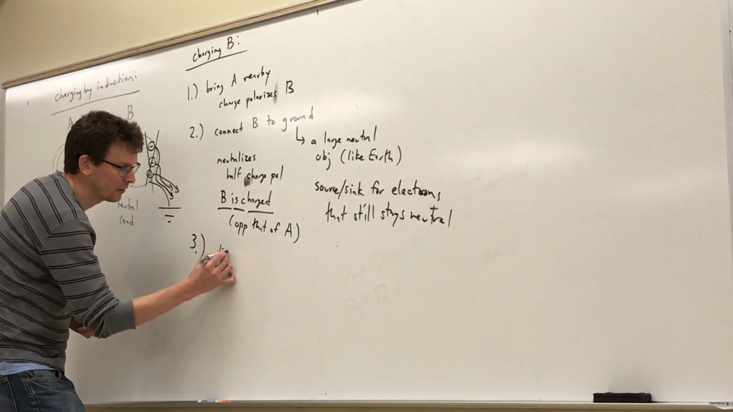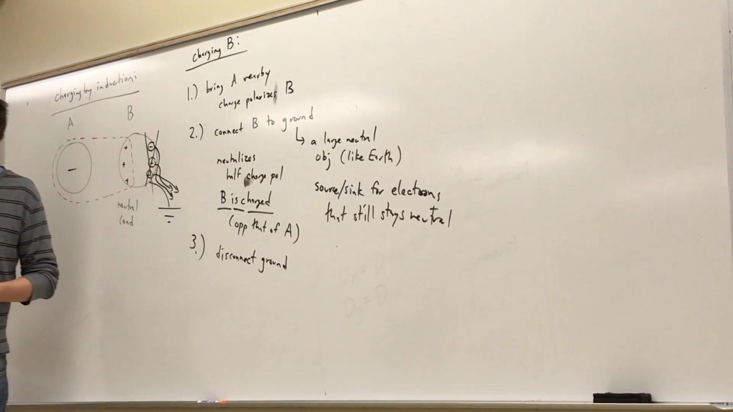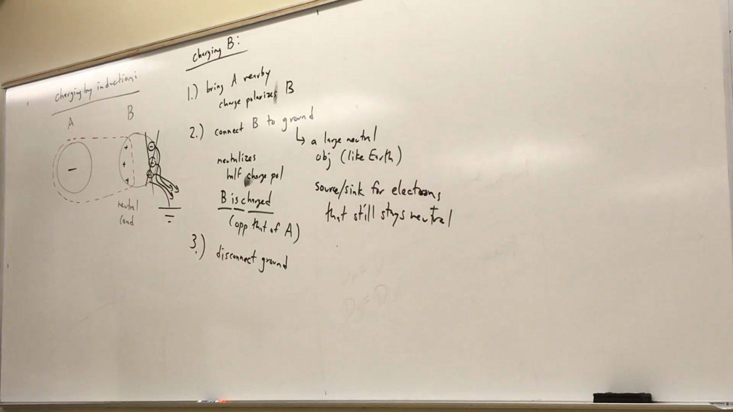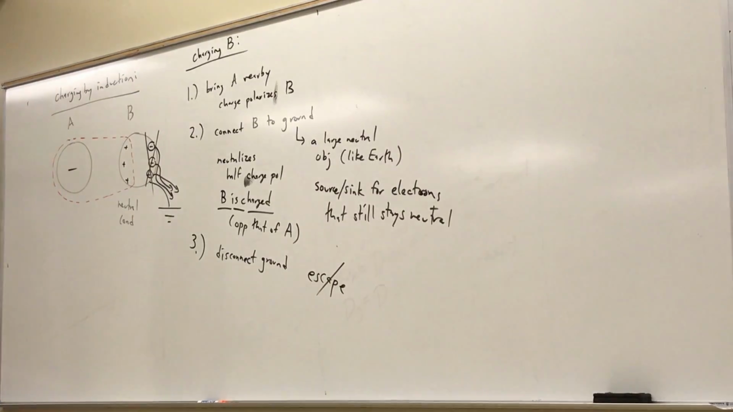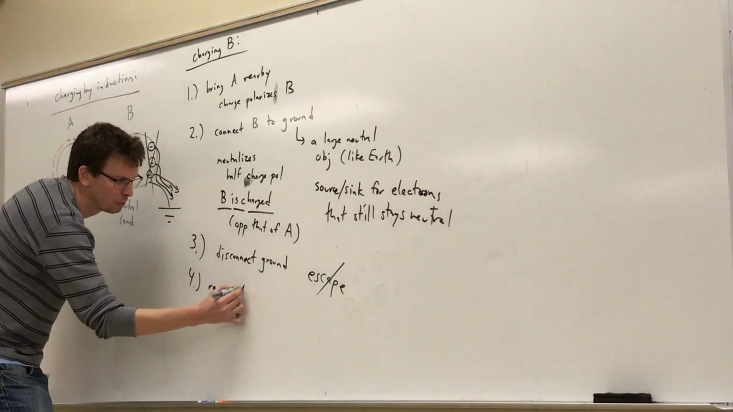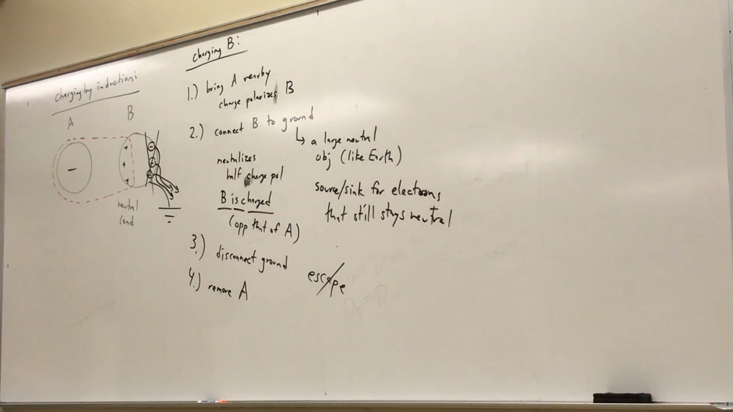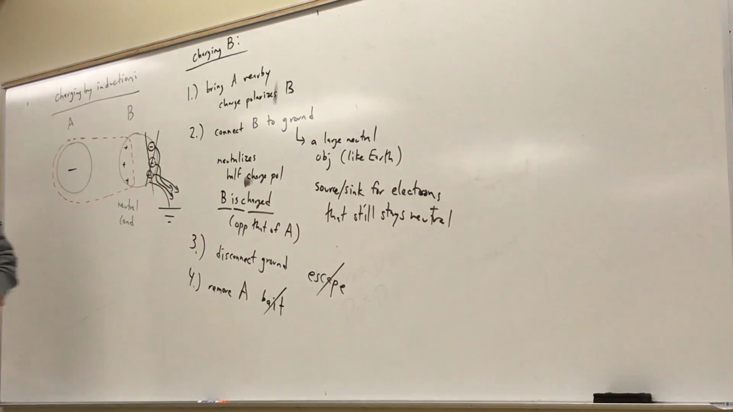First, we're going to disconnect the ground. So we prevent further escape. So we can disconnect the ground wire. And then finally, we remove A. A doesn't need to be nearby anymore. A was kind of like the bait, so now we get rid of the bait. So what do we have left? We have positive charge on B.